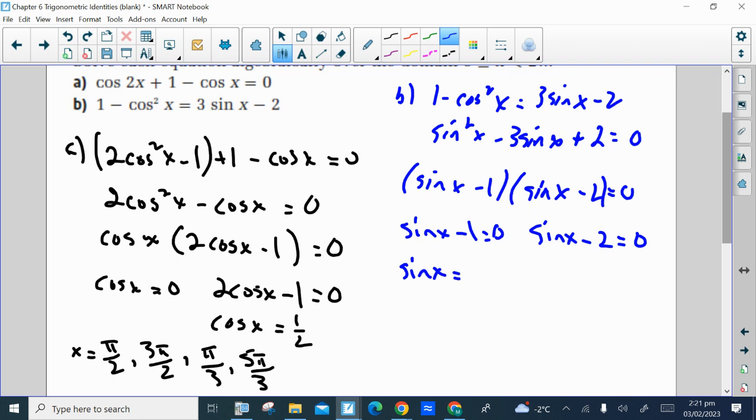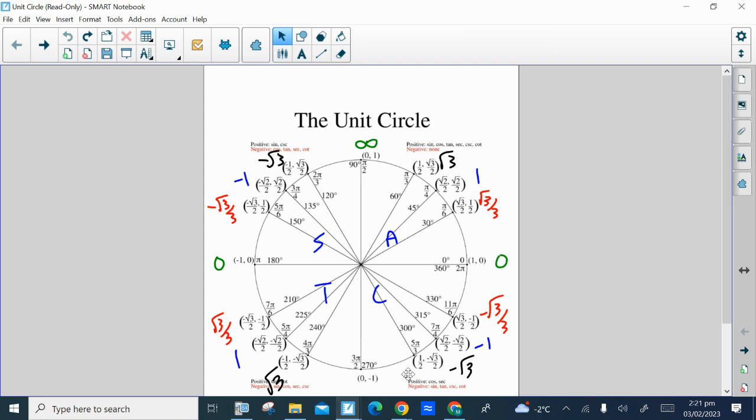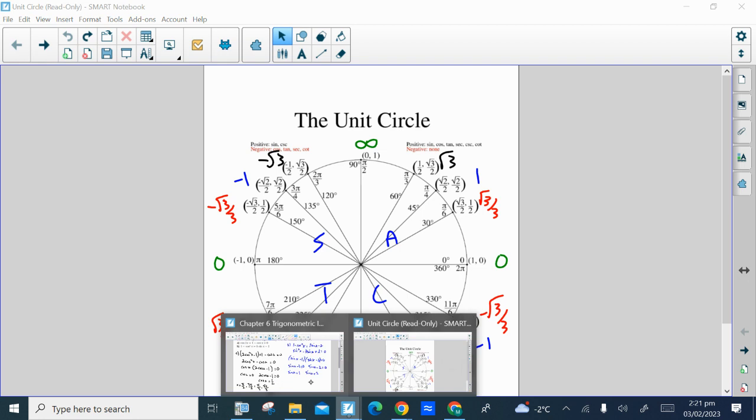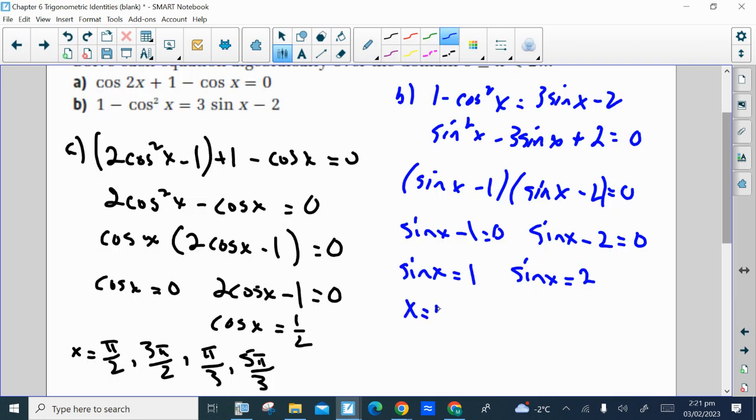So our solutions will come where sine x equals 1 and 2. We can look on the unit circle and see where the sine of x equals 1. Remember, sine is the y value, and it equals positive 1 only in one spot between 0 and 2 pi, and that's at pi on 2 radians. Nowhere on the unit circle does the sine of x equal 2. So what do we do for that? Anyone remember? Why is it undefined?